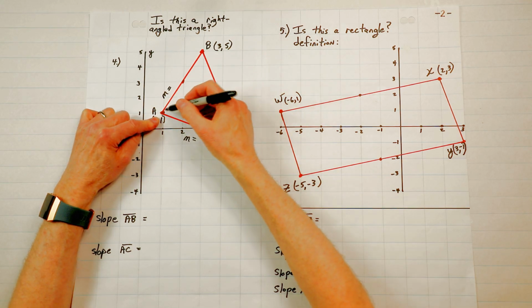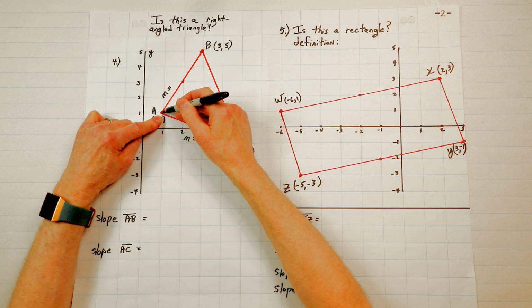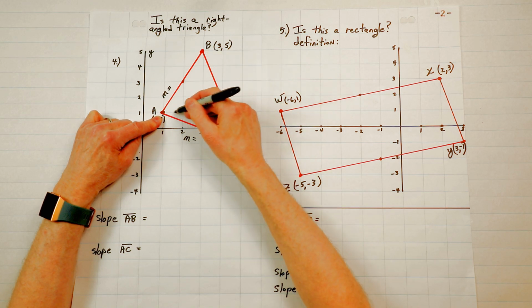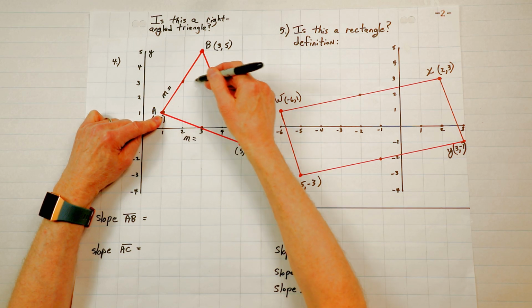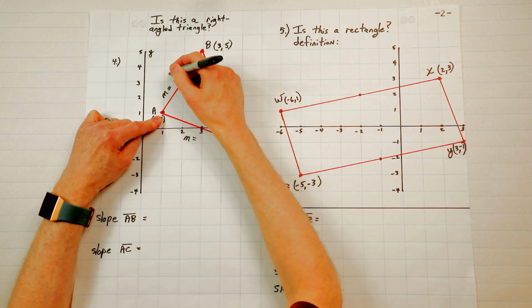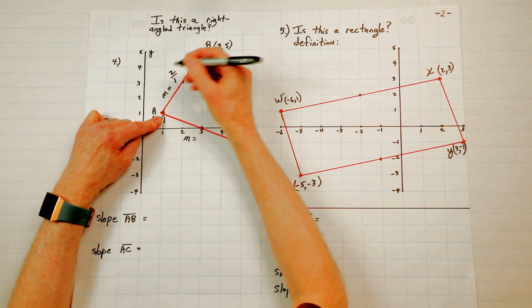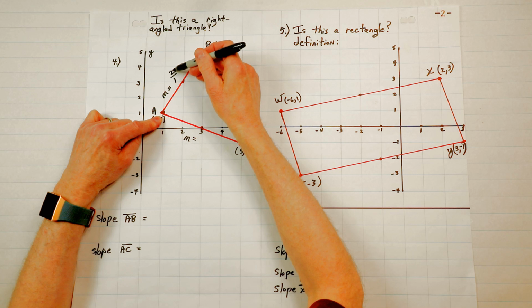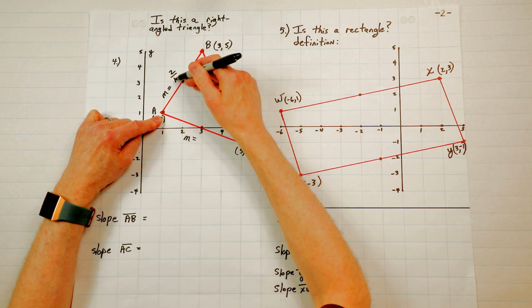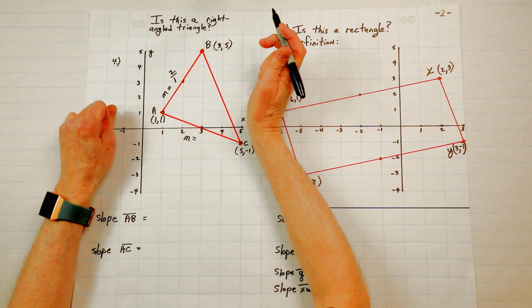Okay, so if we start here, what is the slope of AB? All right, so it goes right 1 and up 2. Right 1 and up 2. So the slope is 2 over 1. Rise, up 2. Run, over 1.